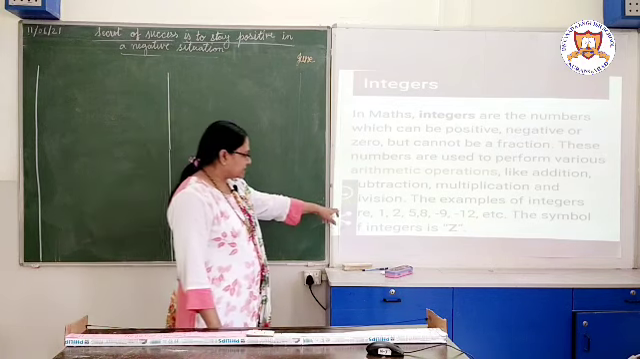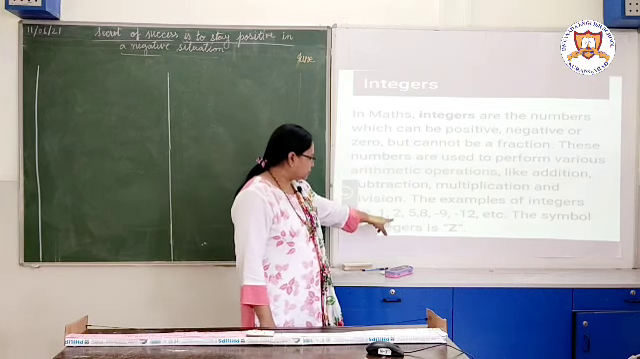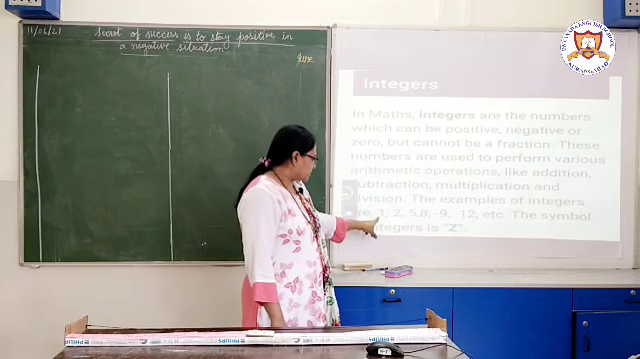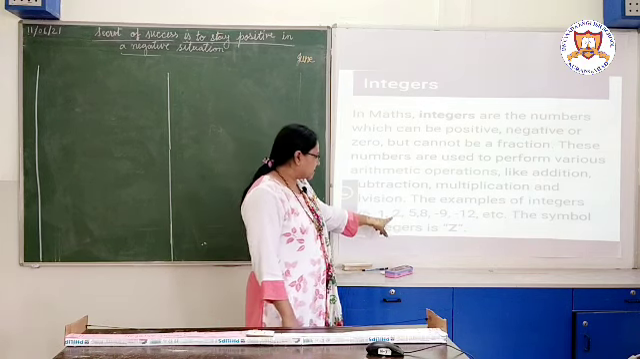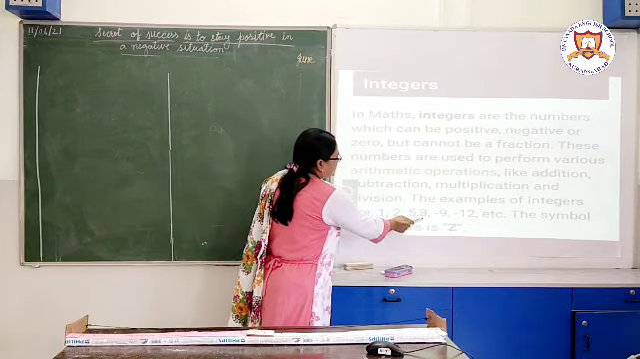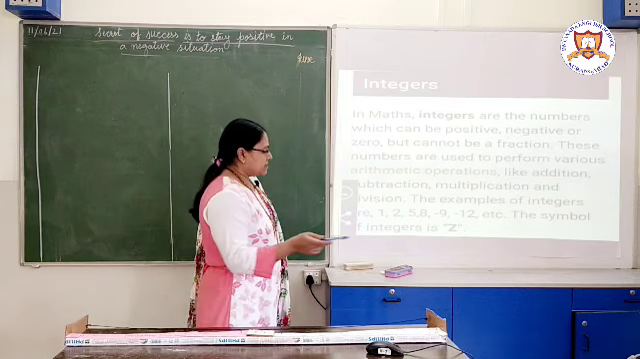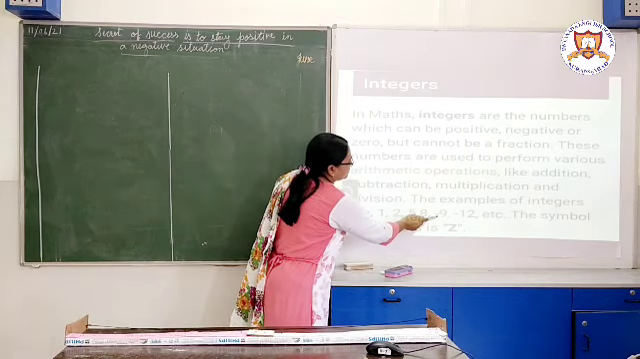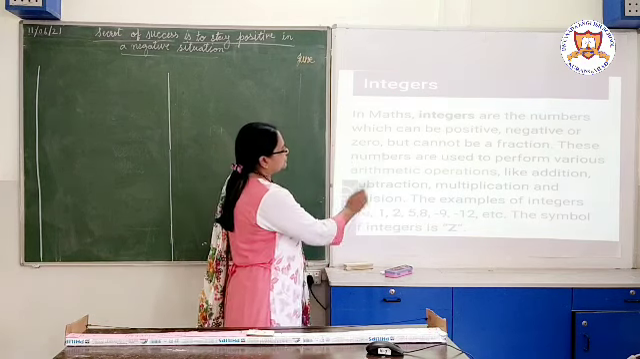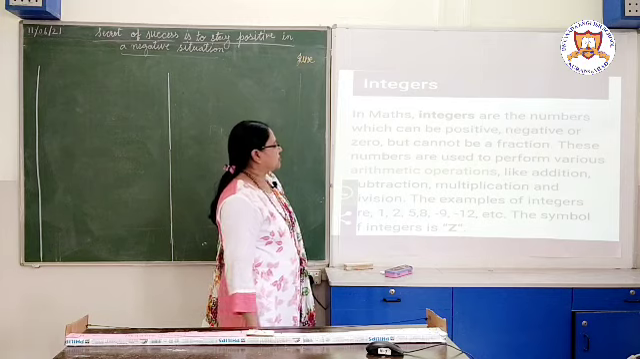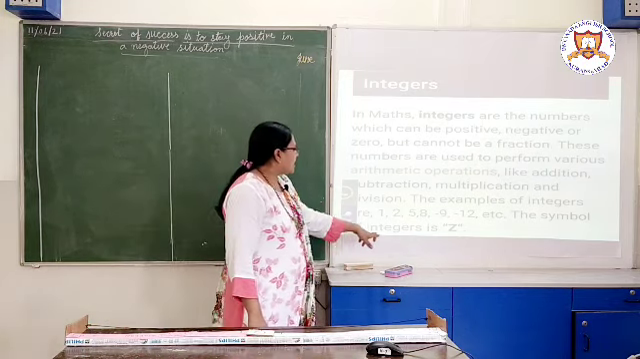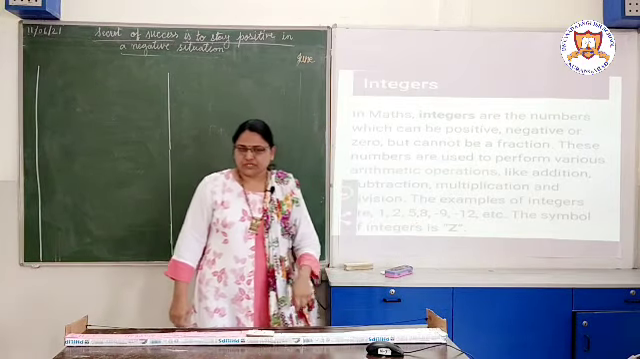The examples are given here. See the examples here: 1, 2. Is any sign there? No. That's why it is a positive number. 1 is a positive integer, 2 is a positive integer. Here 5 is also a positive integer, 8 is also a positive integer. Now see, here 9 has a negative sign, so it is a negative integer. 12 is negative 12, that means it is a negative integer, etc. The symbol for representing the integers is capital Z, which we will use here.